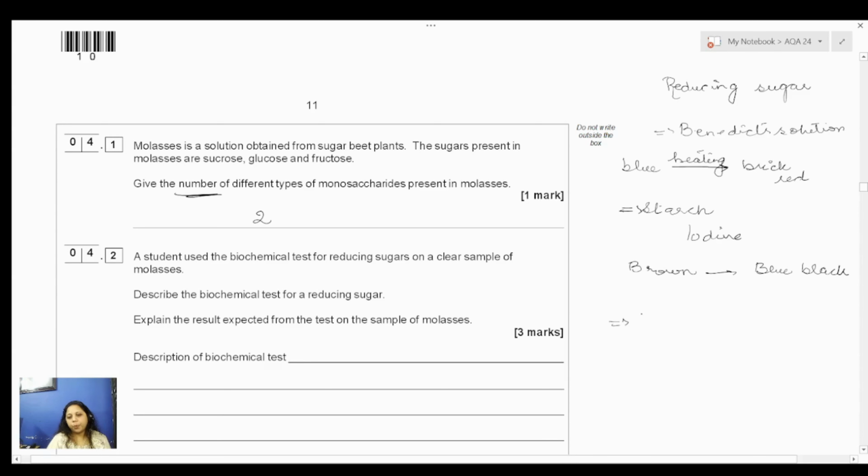Okay. If protein is present, that is blue to violet. It's violet, and the change is from blue to violet. Only the Benedict's test needs heating. The other ones happen without heating, at room temperature.